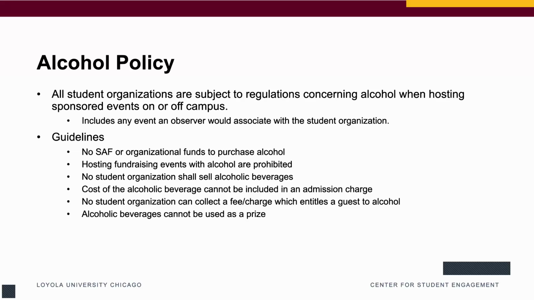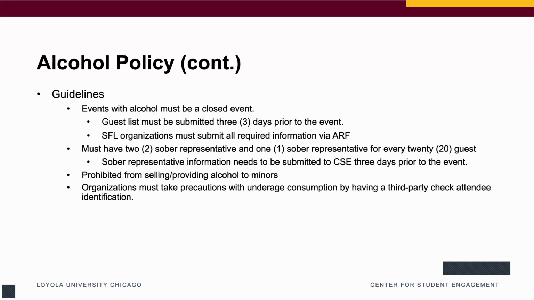No student org can collect a fee or charge which entitles a guest to alcohol, and alcoholic beverages cannot be used as a prize. In addition, events with alcohol must be closed events, so the guest list must be submitted 3 days prior to the event. Sorority Fraternity Life organizations must submit all required information via activity request form. And when it comes to your sober representatives, you need to have 2 plus 1 sober representative for every 20 guests. That information needs to be submitted to CSE 3 days prior to the event.